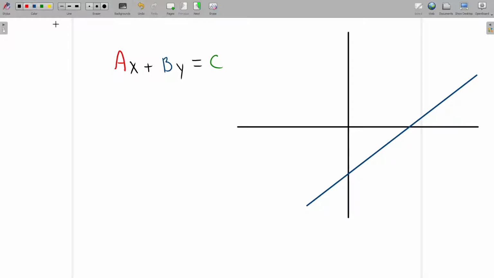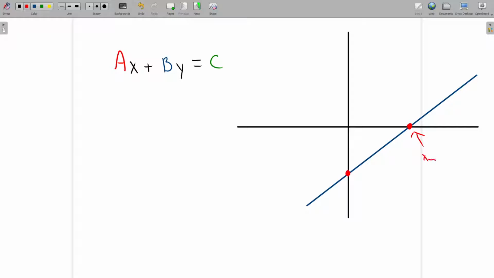Now if we look at the graph of a linear equation, we're going to assume that this blue line, the linear equation, is in this form. We can think conceptually about what's going on. There is an x-intercept where we cross the x-axis, and then there's a y-intercept where we cross the y-axis.